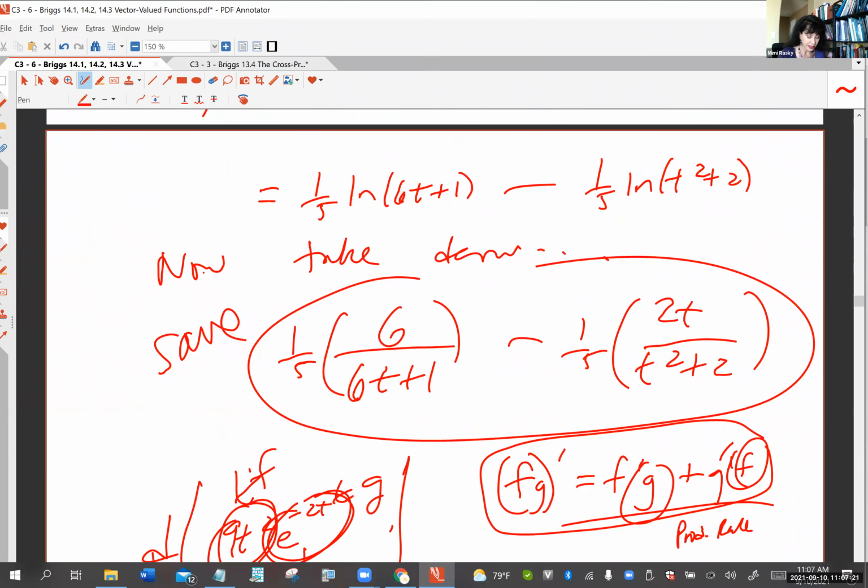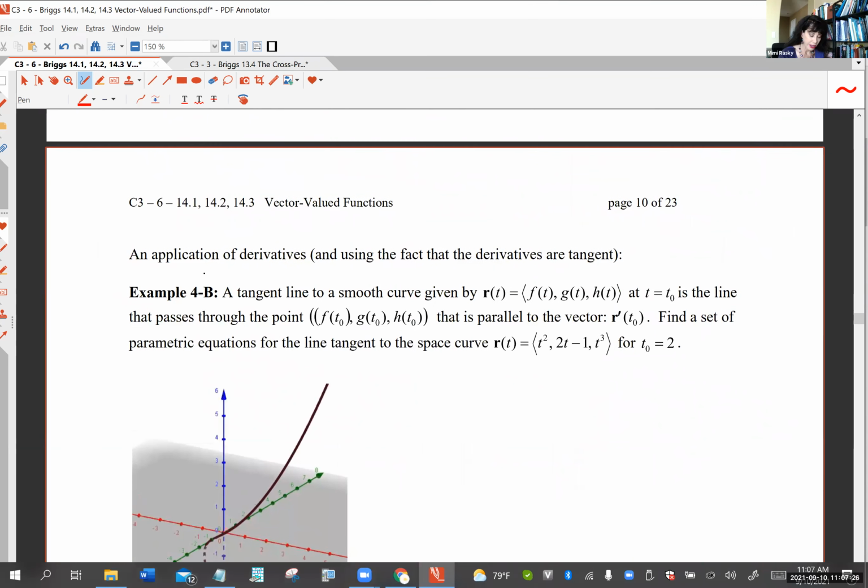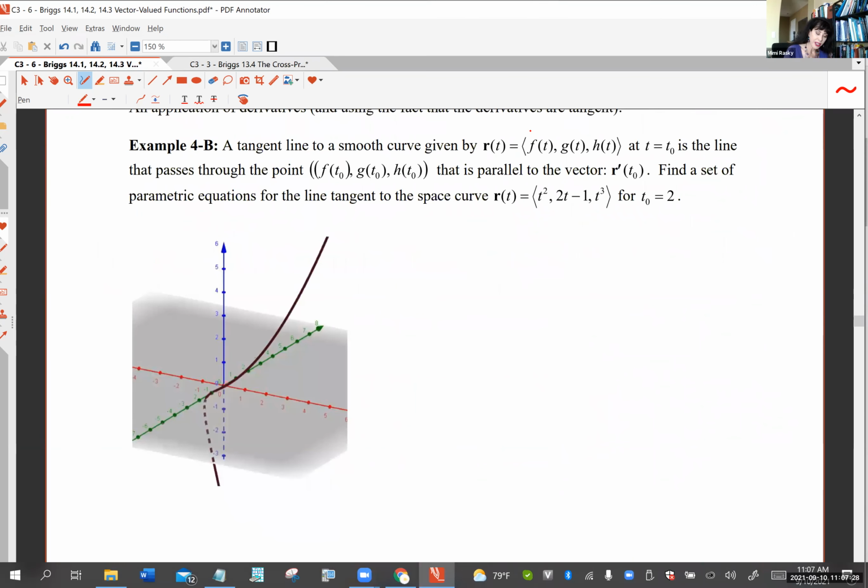And in this next example, I hope I have it. Yeah, okay, there we go. So they're graphing this r of t right here. This r of t is kind of cool because it looks like this curve right here, the three-dimensional curve. It's very lovely. And they want us to find a set of parametric equations for a tangent line.